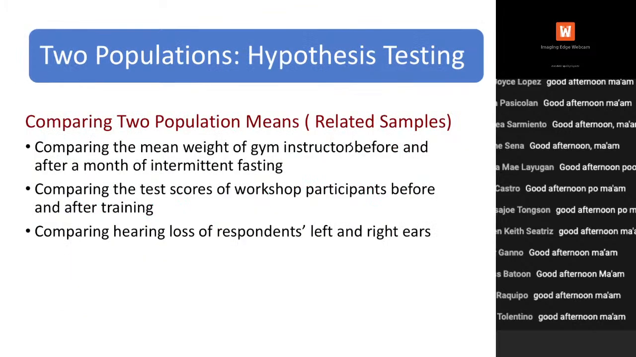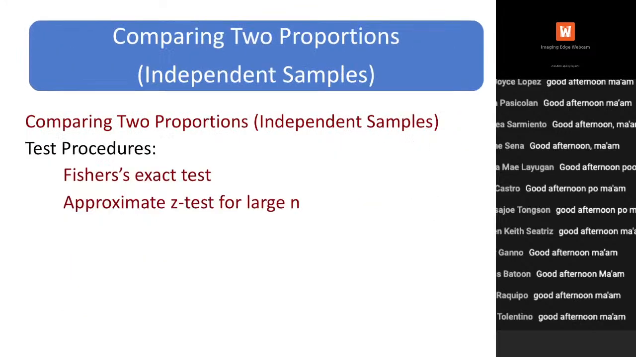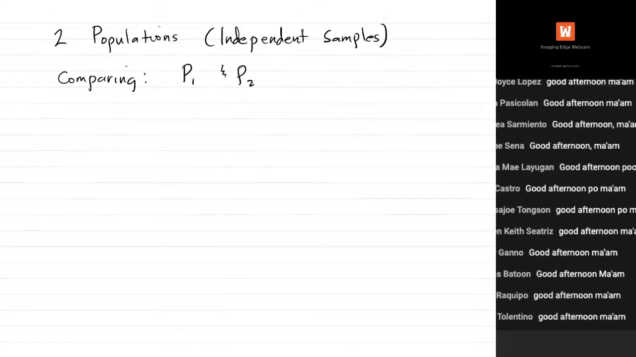Next, how about proportions for independent samples? This is the one I didn't continue earlier. Comparing populations, or should I say proportions? Comparing proportions from two independent samples.